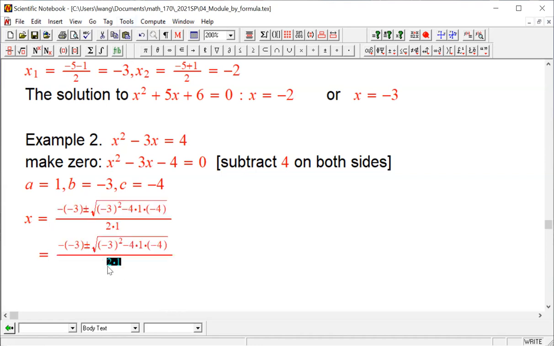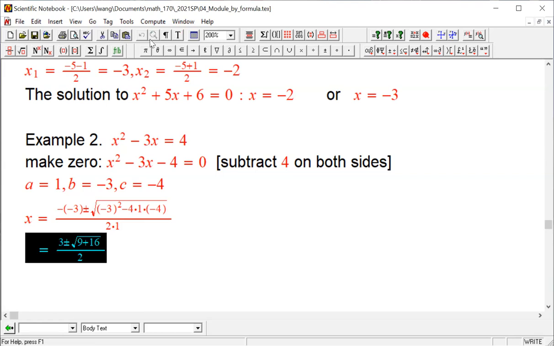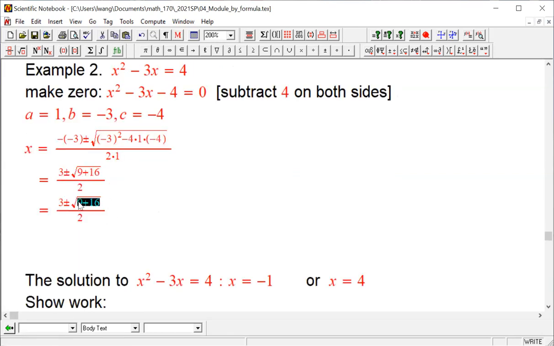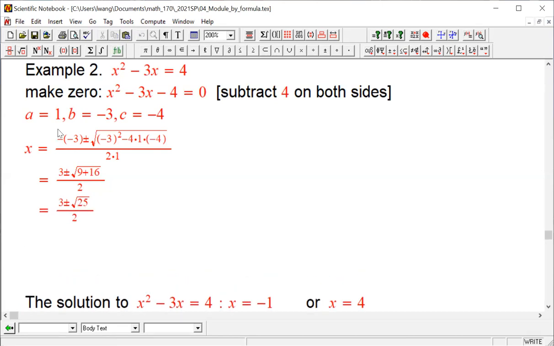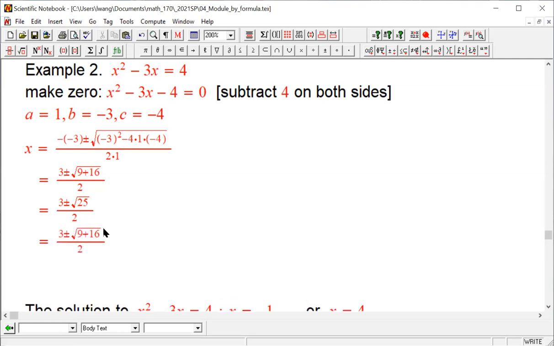Okay, so 4 times 1 is 2. Negative of -3 is +3. Plus minus over here, that's a 9. 9 minus 4 times -4, so that turned into a +16. And the next step, we will simplify the square root inside. So that's a 25. The square root of 25 is going to be 5. So this is going to be 5.